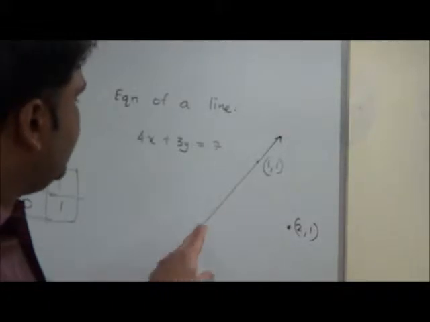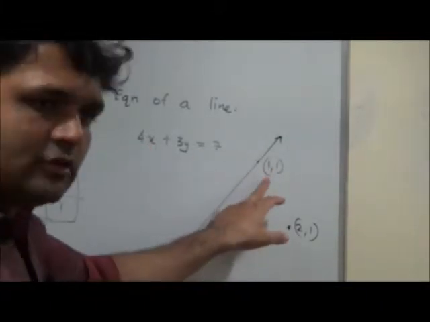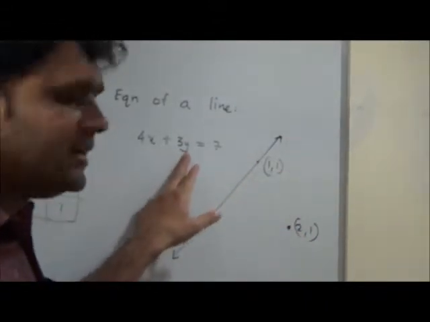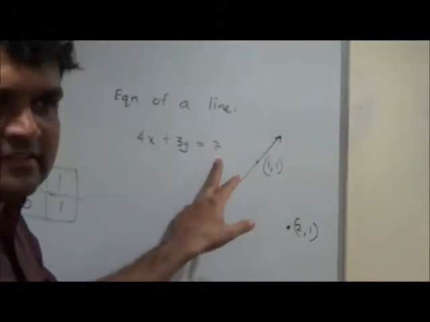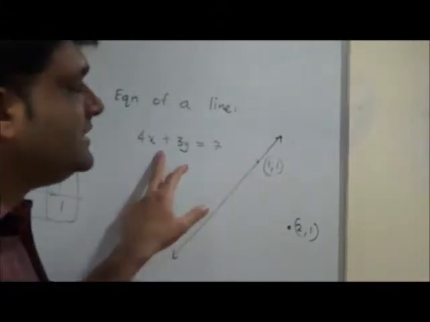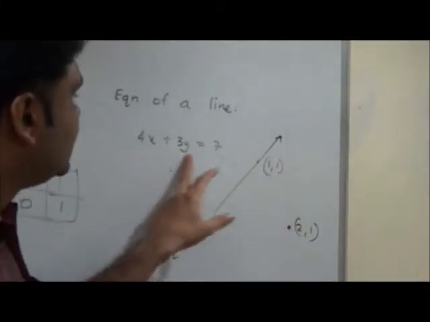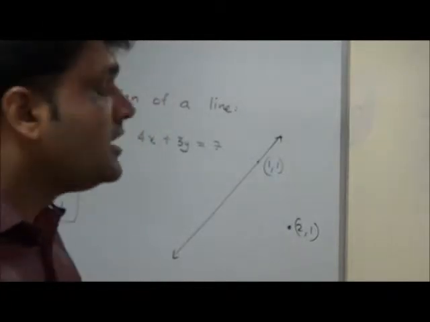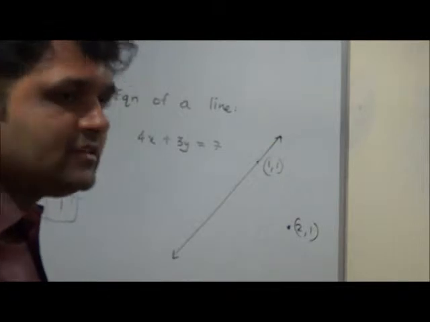If I have any point on the line, say (1, 1), if I put x as 1, the x coordinate, and y as 1, the y coordinate, I get 4 into 1 plus 3 into 1, which is 7 on the LHS. It is equal to the RHS. So (1, 1) satisfies this equation. Satisfy means if I put the x and y coordinates in the LHS, I get a value equal to the RHS. So the equation of a line is satisfied by all the points lying on the line.